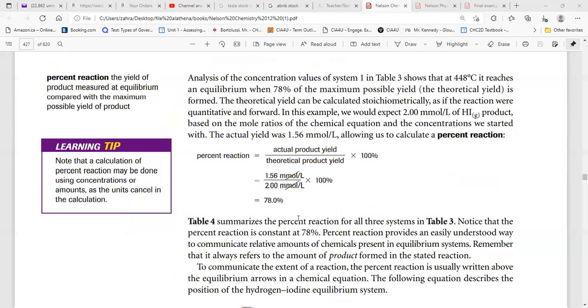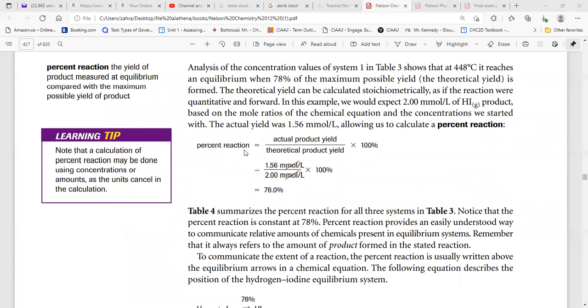So here, percentage reaction is the actual product yield divided by the theoretical yield. It means when you do the experiment, it's not perfect. The actual yield from the experiment is going to be much less than the theoretical. Theoretical is what you calculate mathematically. So actual divided by theoretical, multiplied by 100, gives you the percentage of the reaction.